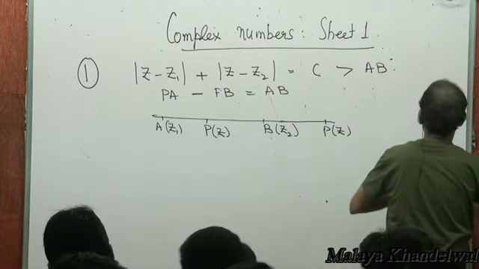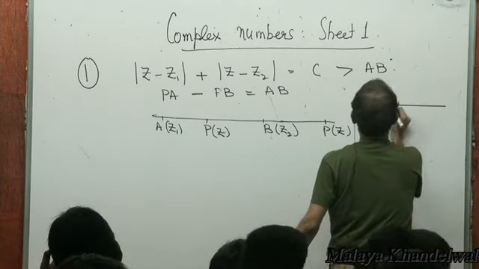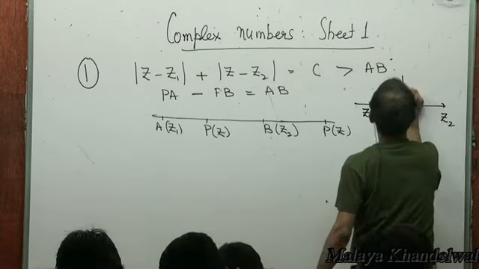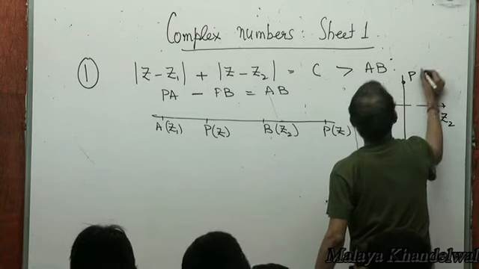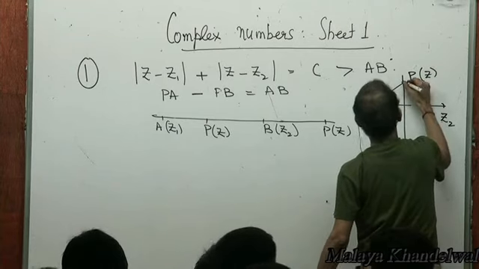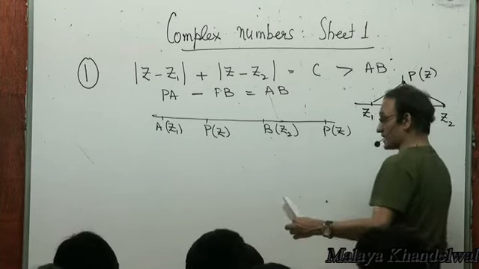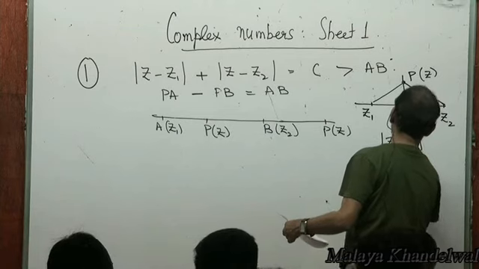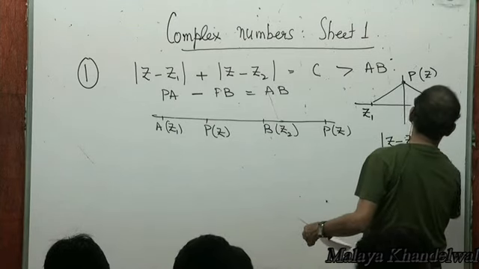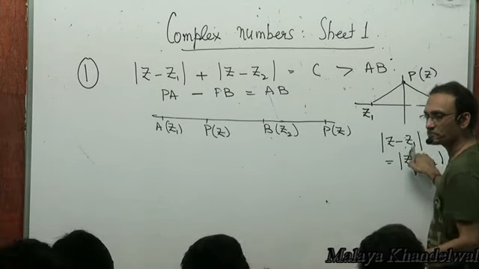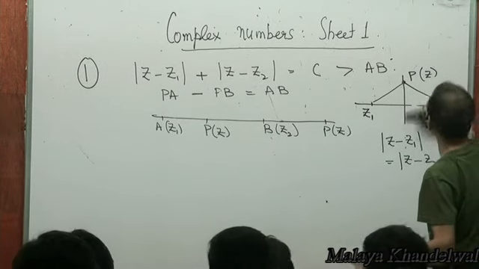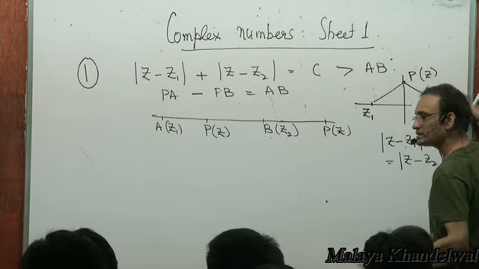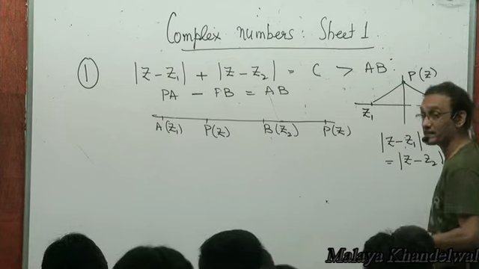Then, if this is Z1 and this is Z2, and P is a point such that mod Z minus Z1 is mod Z minus Z2, which is the next problem. Mod Z minus Z1 equals mod Z minus Z2. That means P moves in a manner that its distance from Z1 is the same as its distance from Z2. Then the locus of P must be the perpendicular bisector of the line joining Z1 and Z2. P can lie anywhere on the perpendicular bisector.